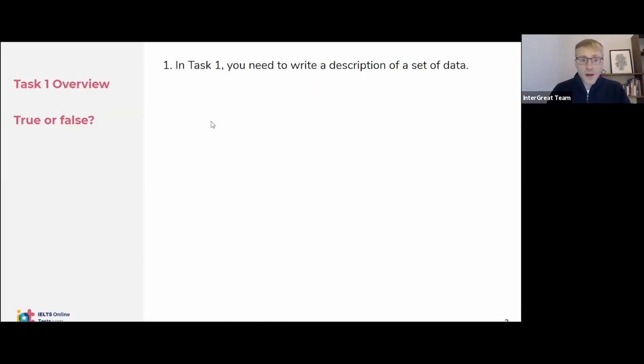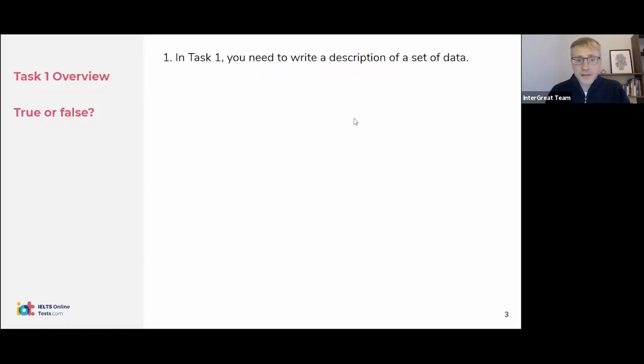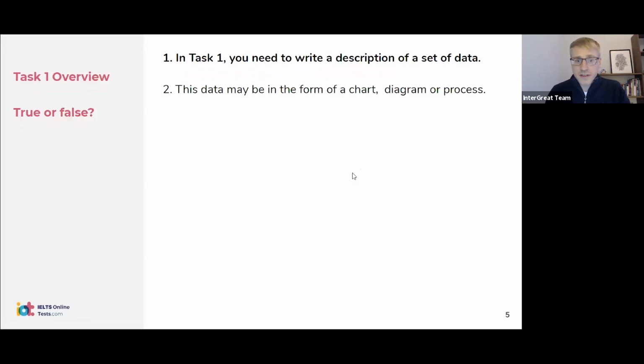So what about statement number 2? This data may be in the form of a chart, a diagram, or a process. Adeola is saying true for number 2. Ishwarya is true as well. Yep, you've got it. It can be a chart, a diagram, a process. Could also maybe be a map or a floor plan as well. Those are becoming increasingly common, okay?